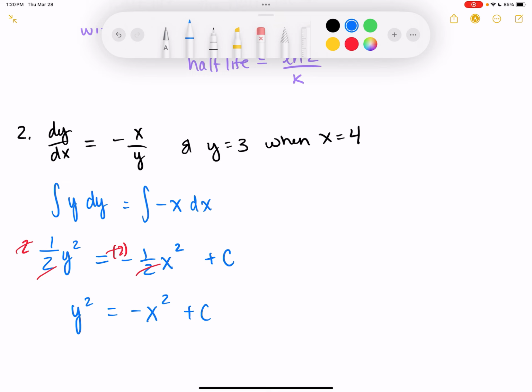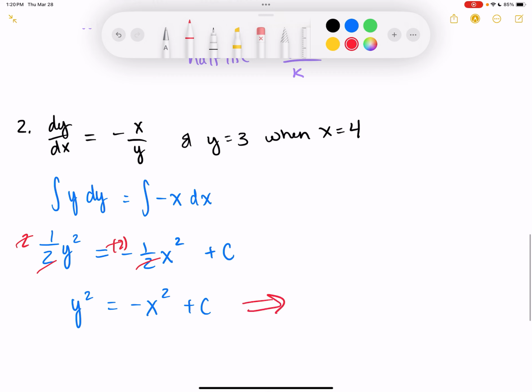I'm not done with the problem yet, but I'm going to go over here and off to the side solve for c. So I'm going to plug these numbers in. I've got 3 squared is equal to negative, and then 4 squared, make sure you know the negative isn't getting squared, plus c. So this is 9 is equal to negative 16 plus c. And so 25 is equal to c.